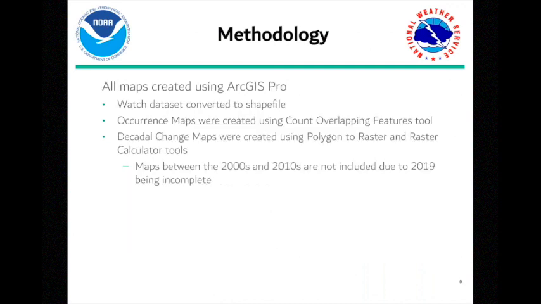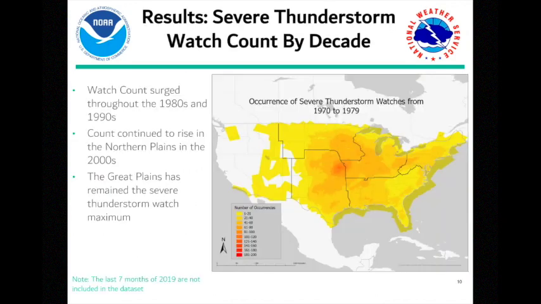All maps that you'll see were created in ArcGIS Pro by converting our dataset to a shapefile. We also utilized ArcGIS features such as count, overlapping features, polygon to raster, and raster calculator. So we'll start with those maps.